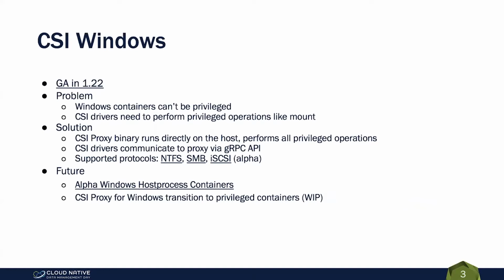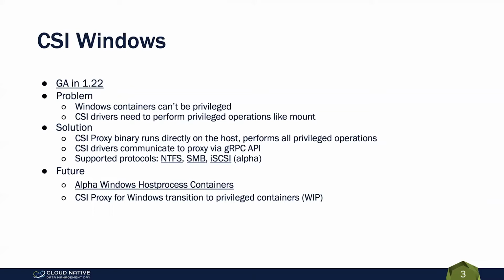The solution is to have a privileged proxy binary named CSI proxy that runs as a native Windows process on the Windows nodes. CSI proxy will expose an API through gRPC over a named pipe for executing privileged storage-related operations on Windows hosts on behalf of Windows containers like CSI node plugins. Supported protocols include NTFS, SMB, and iSCSI.